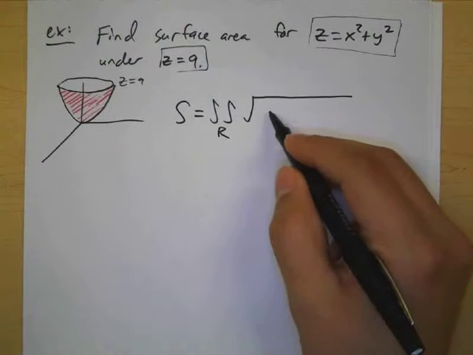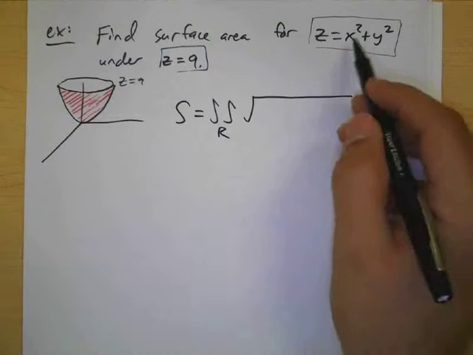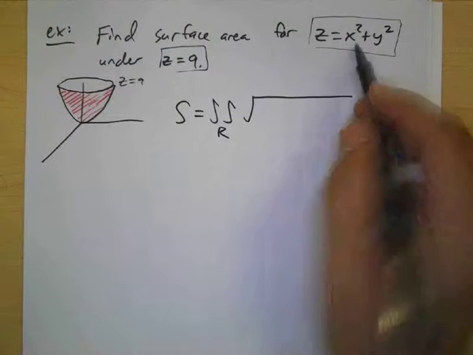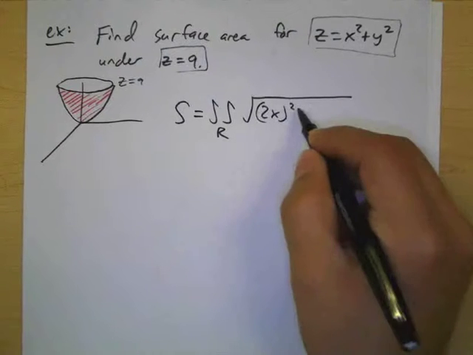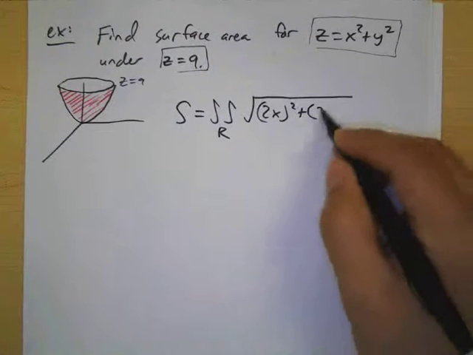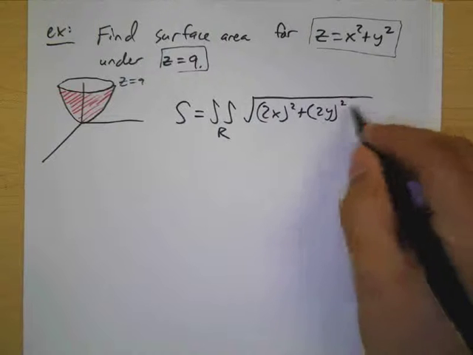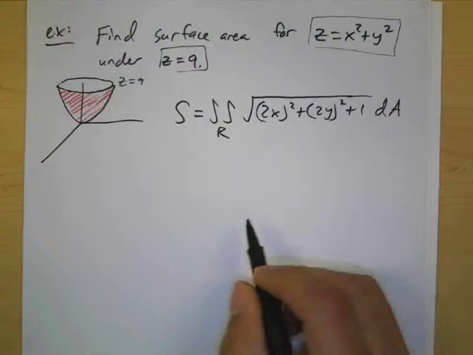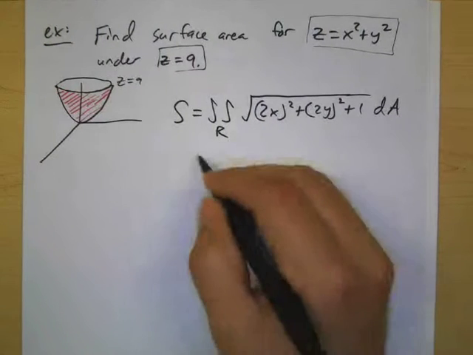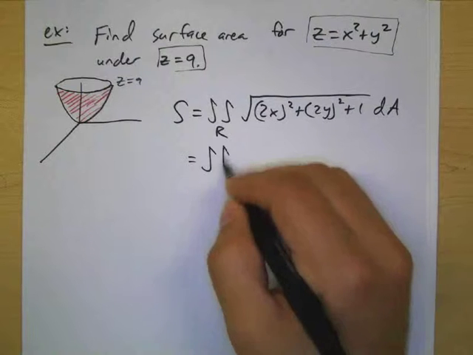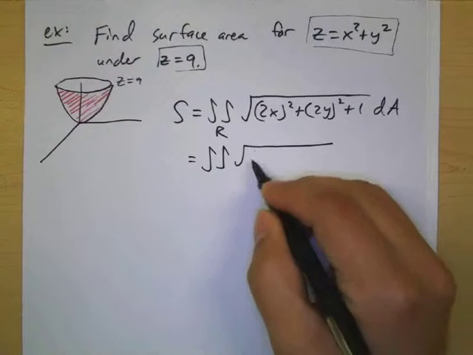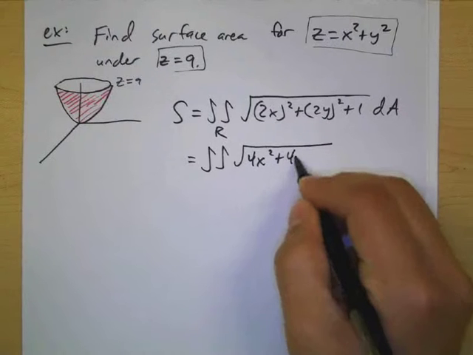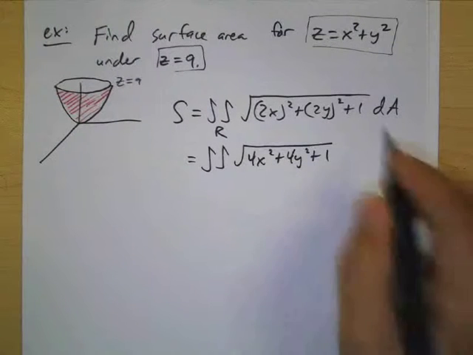What was the first part? So if I look at z, what would partial x be? 2x. So 2x squared plus 2y squared plus 1 dA. So that's the setup. Now we just have to figure out our bounds. I will clean up the square root a little bit. So that's 4x squared plus 4y squared plus 1.